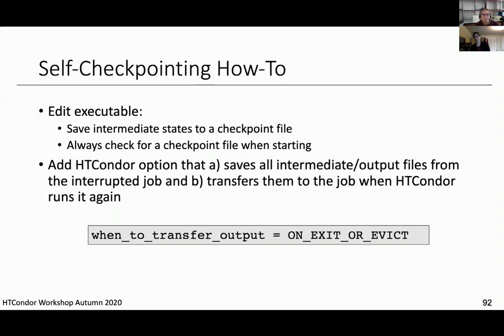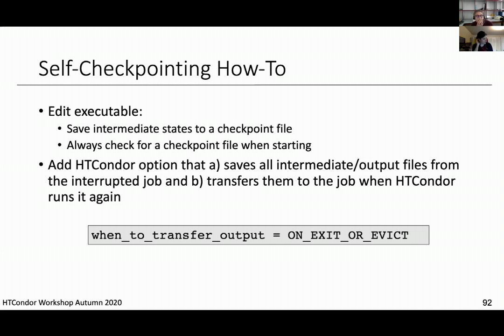This requires some work on the user's part in terms of having an executable that can save state to a checkpoint file and knows to resume from a checkpoint file if it exists. So that's on that side. And then the simplest way to do this is to change the when_to_transfer_output option to ON_EXIT_OR_EVICT. Then Condor will preserve intermediate files, including the checkpoint files, between job runs, copying them back to the submit server and then copying them back out to a new execute point.